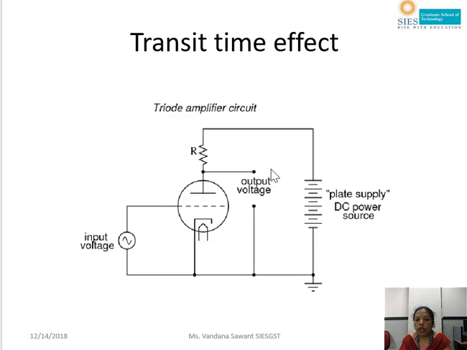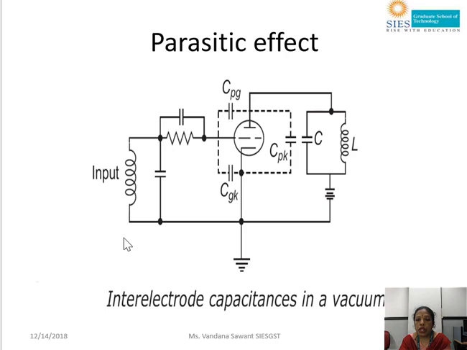So that will reduce the efficiency of the device at a higher frequency, and that is called the transit time effect. Now we'll see the next effect, that is the parasitic effect. Parasitic effect means that whenever we are using any device at higher frequencies, many capacitances will get generated. That is the inter-electrode capacitance.